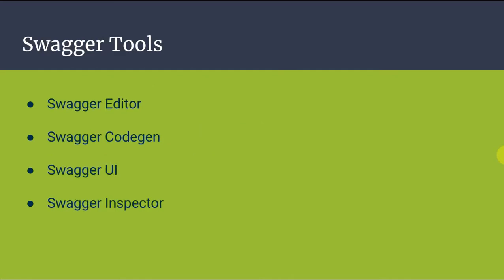So, the Swagger tools. These are the main tools that you can find in the framework. First, we have the Swagger Editor. It's an editor where you can write your own API definition. There you have to use the Open API specification, which is kind of the Swagger standard. It's a sort of language of its own. That's what you use to design your APIs.